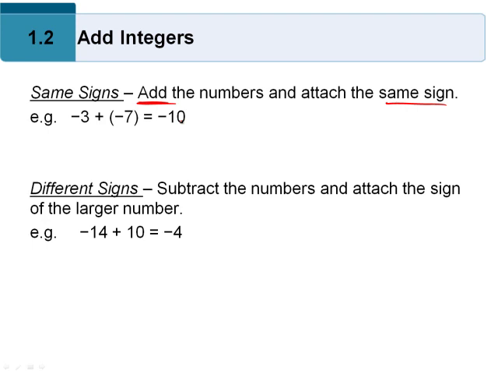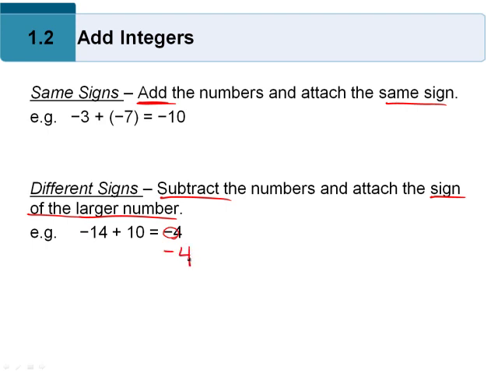Different signs, if you have a negative and a positive or a positive and a negative, the rule is you're going to subtract and keep the sign of the larger number. That's the main thing there. Okay? So negative 14 plus 10, two different signs. So we're going to subtract 14 minus 10. That's where I get the 4. Now, which one's bigger, 14 or 10? The 14, so I keep the negative on my answer, negative 4.